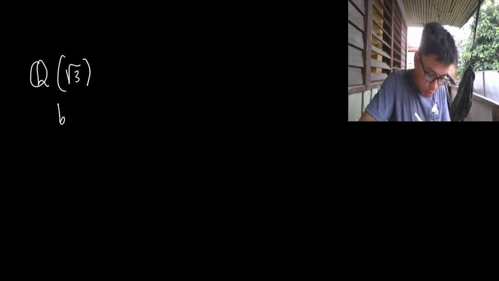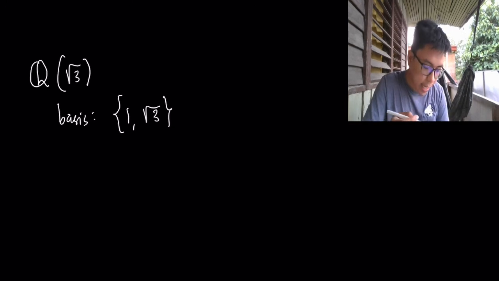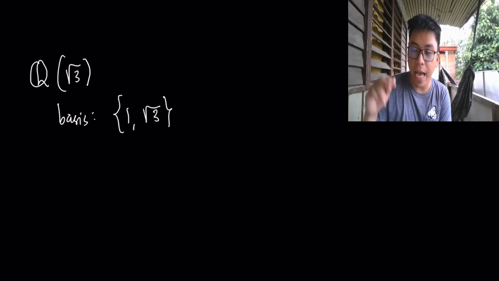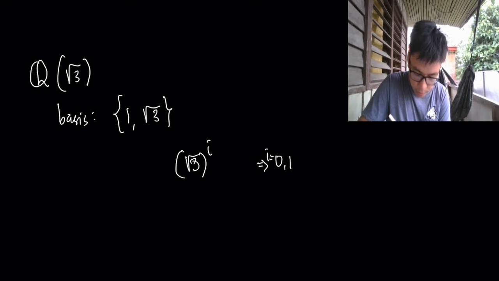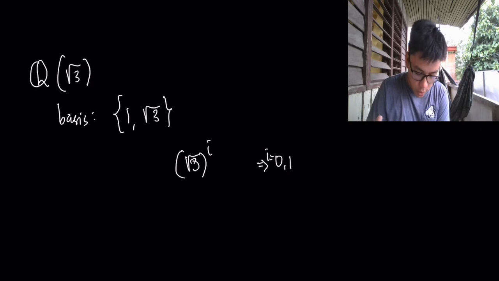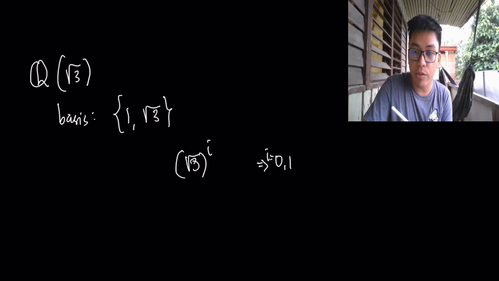the basis here is 1 and square root of 3. Okay, why? Again, just to make sure, the nth root of square root of 3 is 2. So therefore, the i, wherein square root of 3 raised to i, should only be 0 and 1. If you raise this to 0, you get 1. If you raise this to 1, you get square root of 3. Because if you raise that to 2, then you get 3, and 3 is spanned by 1. So technically, this is the basis of Q of square root of 3.